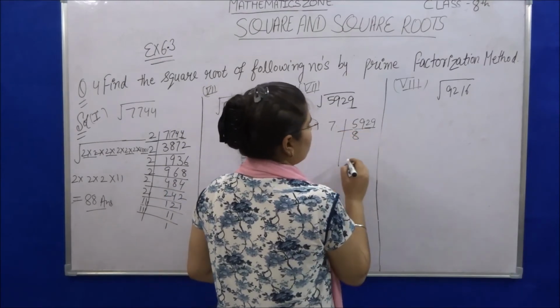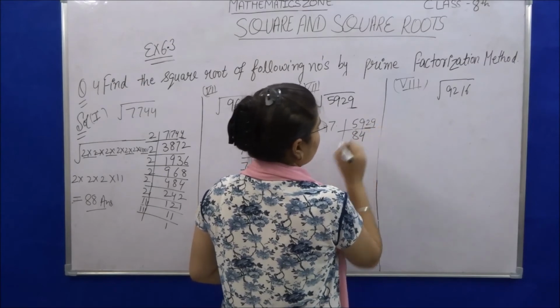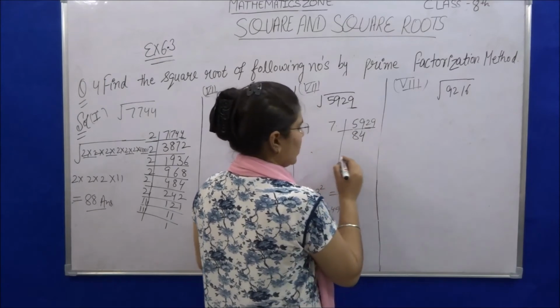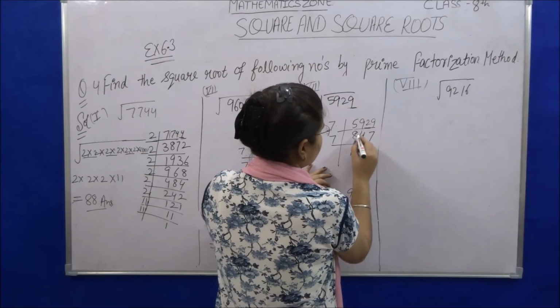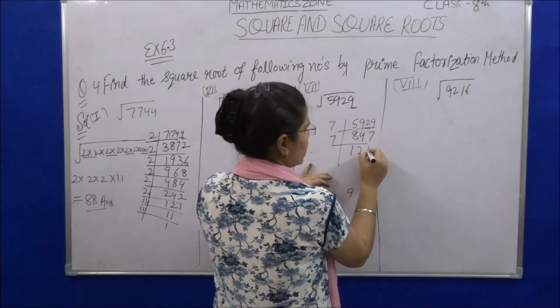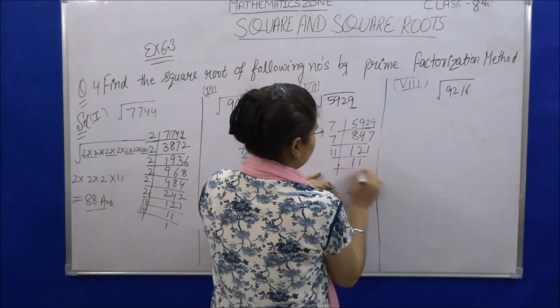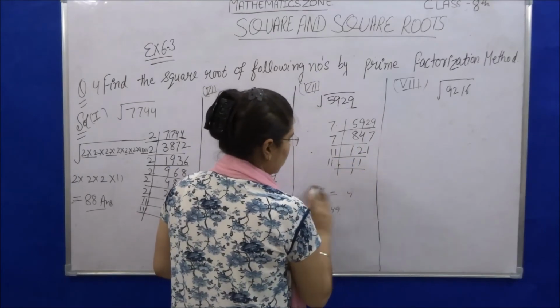8 7s are 56, so 3 will be carried. 7 4s are 28, so 32 minus 28 will be 4. 7 7s are 49. Now 7 1s are 7, 7 2s are 14, 7 1s are 7. So 11 1s are 11, 11 1s are 11, 11 11s are 121. Now 11 1s are 11.